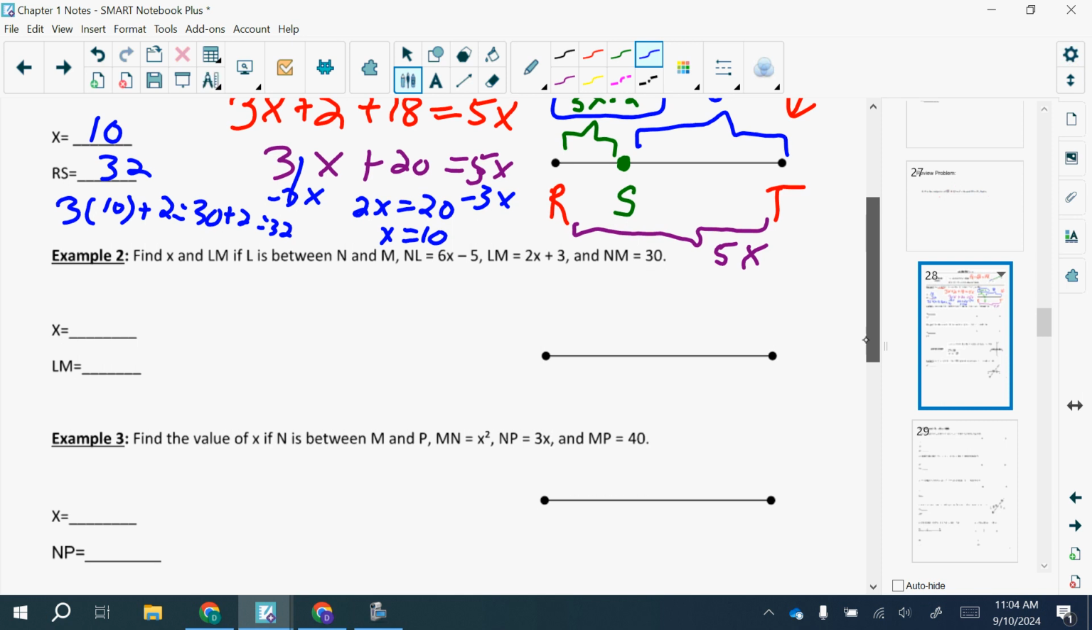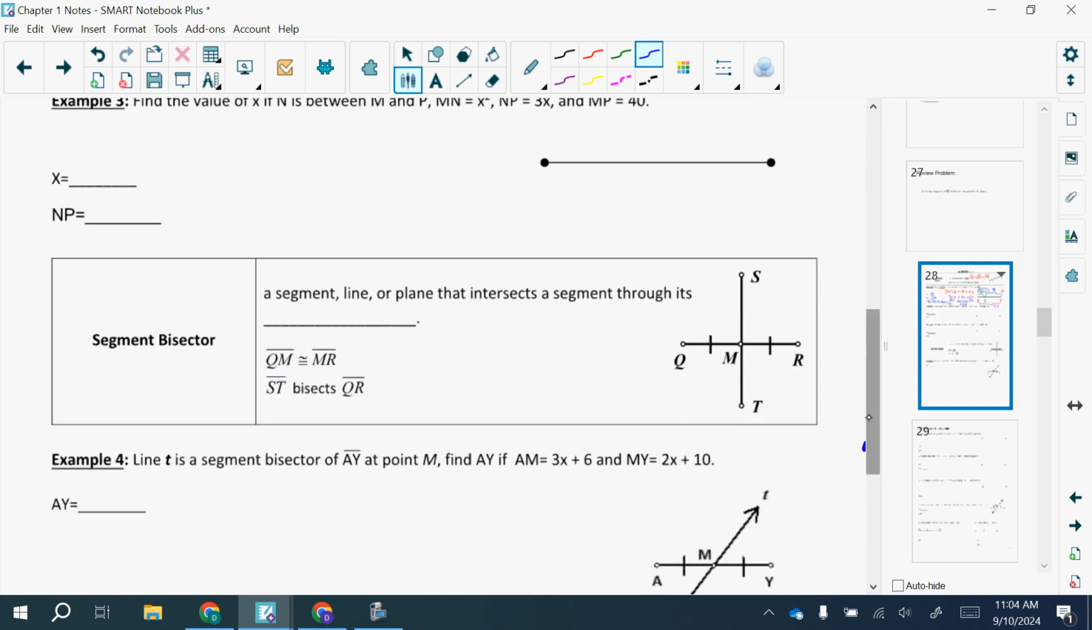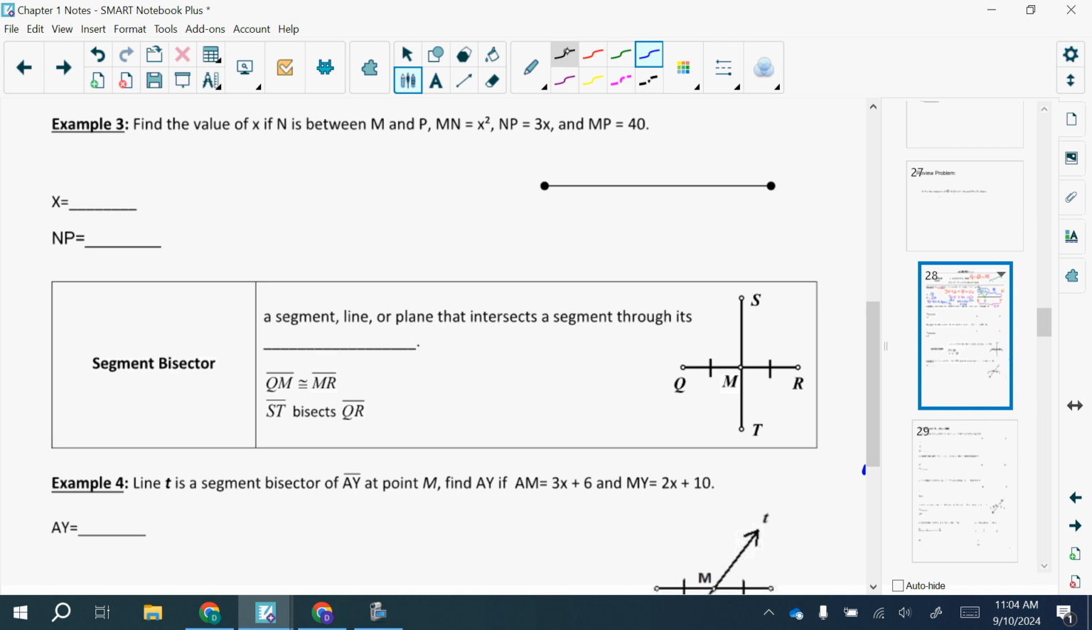Example 2 is virtually the same, so I'll skip that one and look at example 3. Example 3 is really the same thing. The algebra is just a little bit tougher, so I want to cover it still. So it says find the value of x if n is between m and p. So again, let's go ahead and draw that on our line segment, m and p. And n is just somewhere in between. It doesn't tell us where, so it doesn't really matter where you draw it. You just put it in between them.